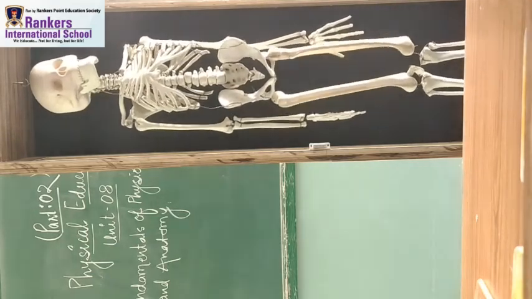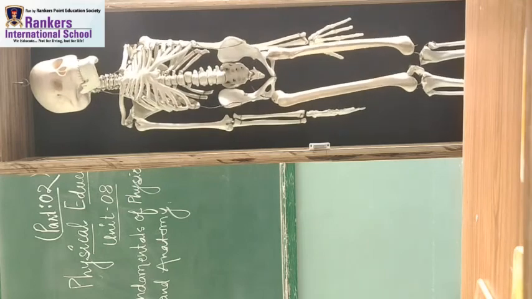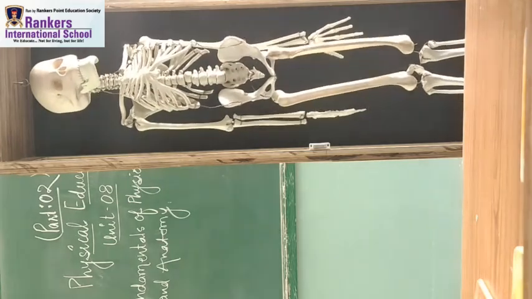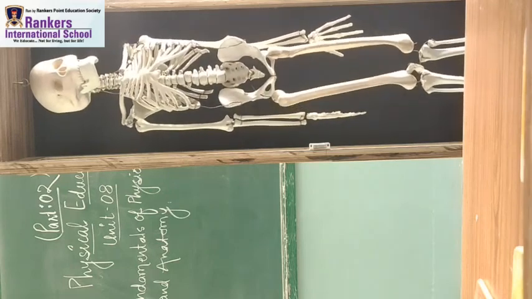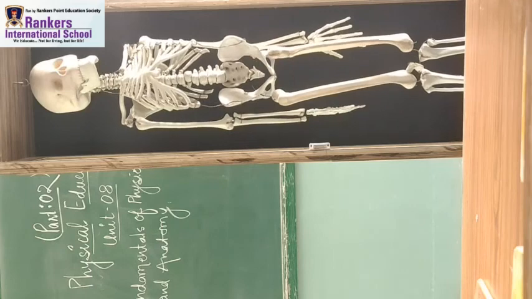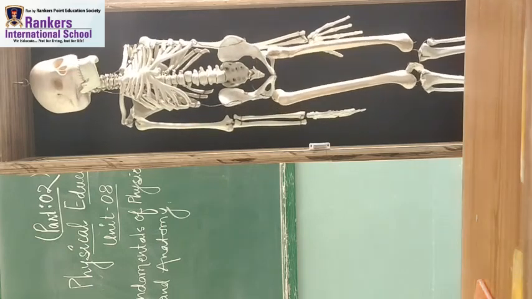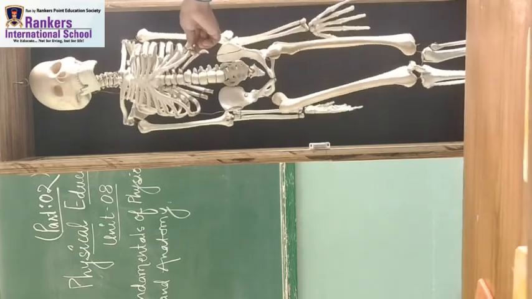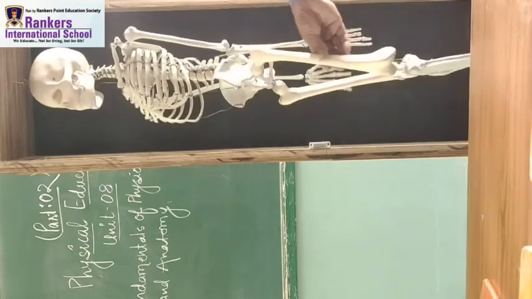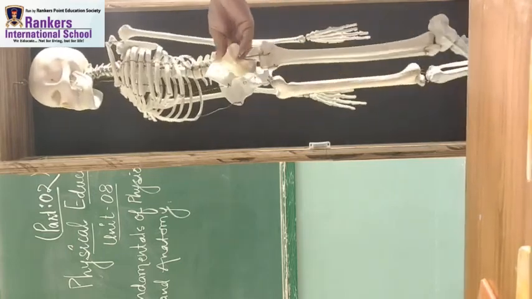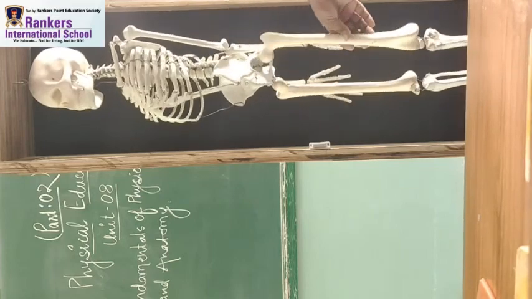Basically the skeleton system is a combination of all the different bones which come together and form the skeleton system. We have 206 bones of various shapes. As you can see here, the rib cage has various different shapes. This leg is the femur bone, and the femur bone is the longest bone.